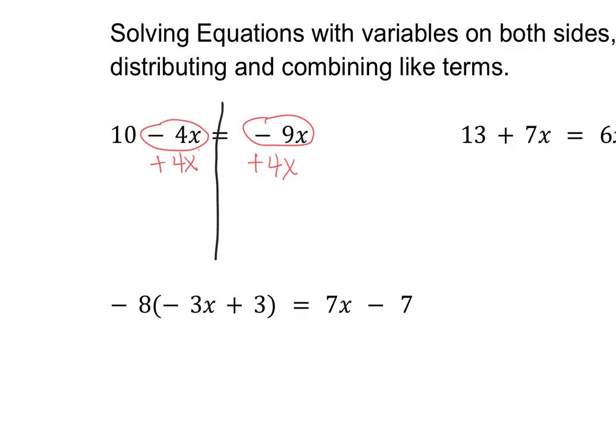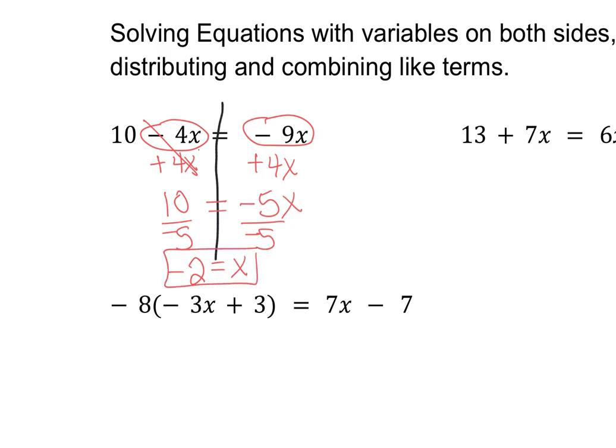By doing that, now all we have left on the left-hand side is 10. And on the right-hand side, negative 9 plus 4 is going to be negative 5x. Now we're back to just a one-step equation again, where we divide both sides by negative 5. A positive divided by a negative is negative, so negative 2 equals x. That one was not quite as involved because we didn't have constants on both sides, just variables on both sides.